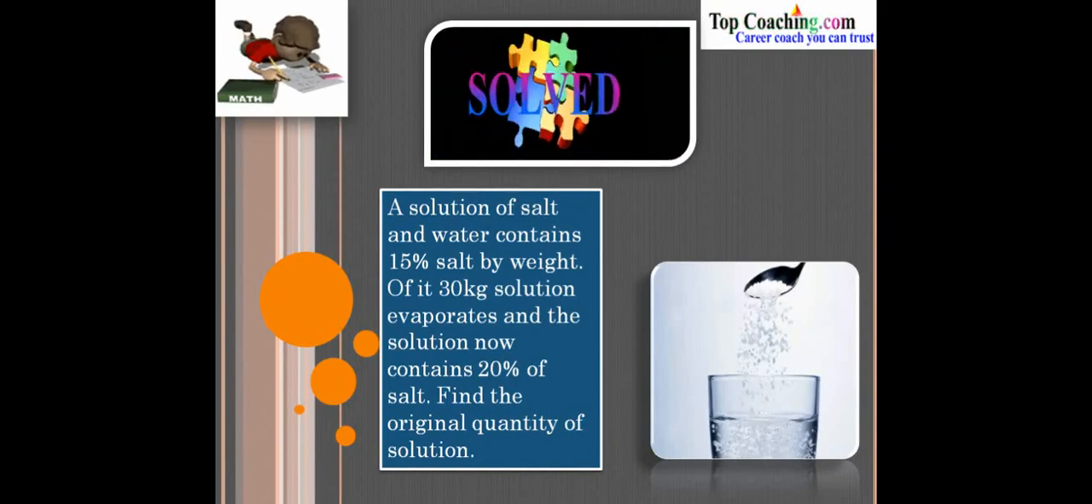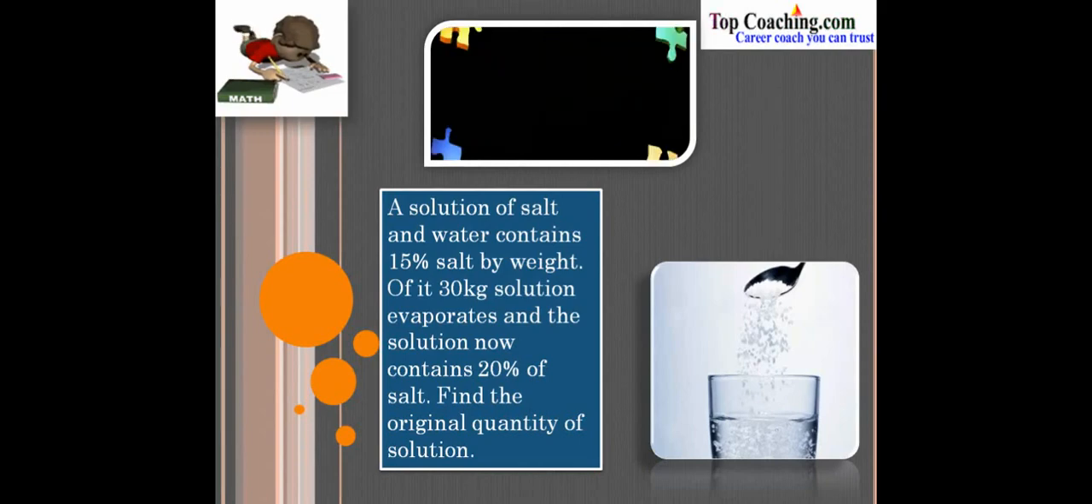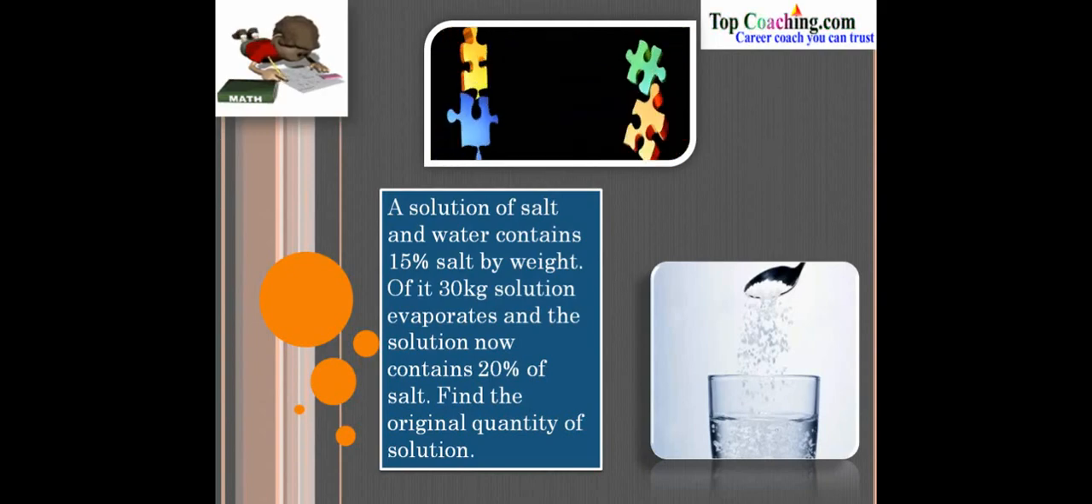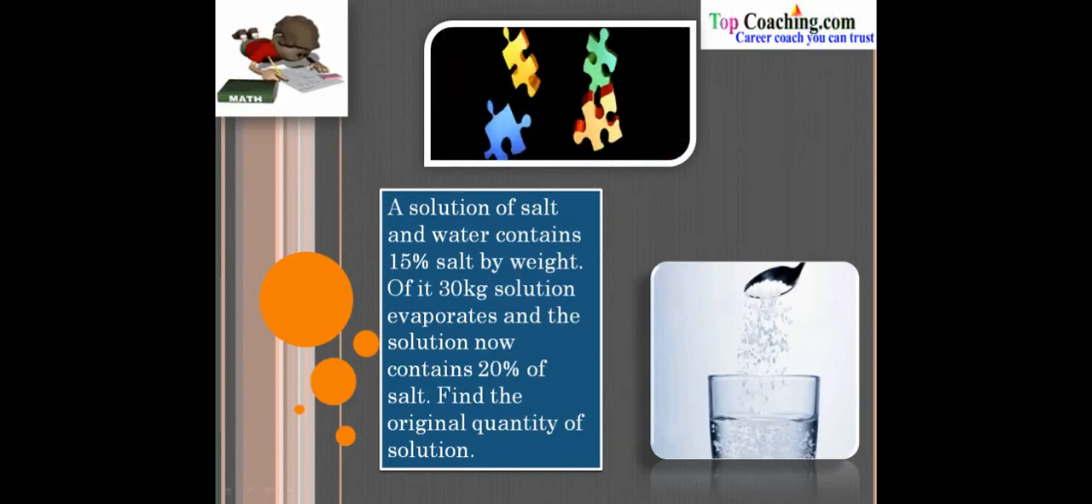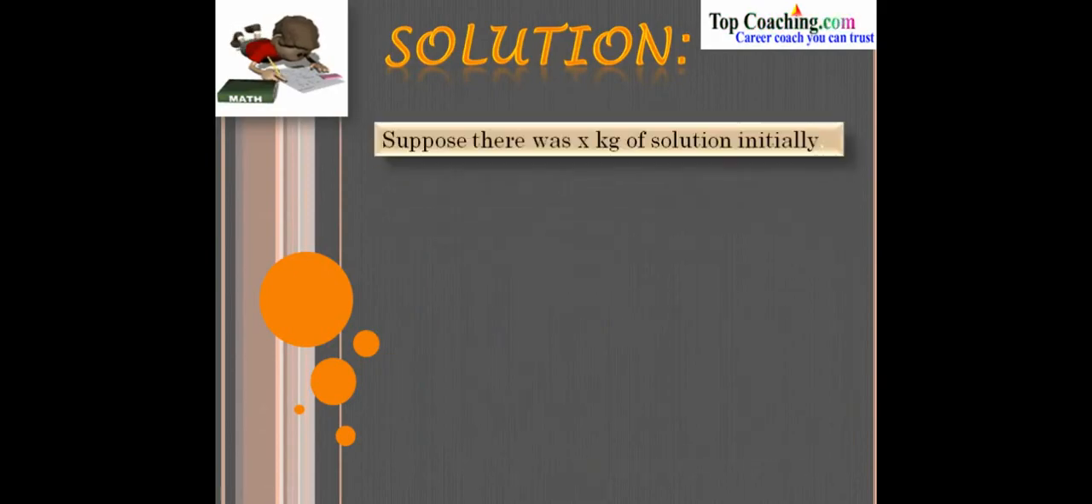Now of this solution, 30 kgs evaporate and the solution now contains 20% salt. Remember that when evaporation takes place, only the water evaporates. Salt is left behind. So out of these 30 kg of solution, only the water has evaporated. The salt has remained in the solution. Now of course the concentration of this solution would increase and it becomes 20%. Now we have to find the original quantity of the solution. So let's look at the solution of this problem. Let us suppose that there was x kg of solution initially.